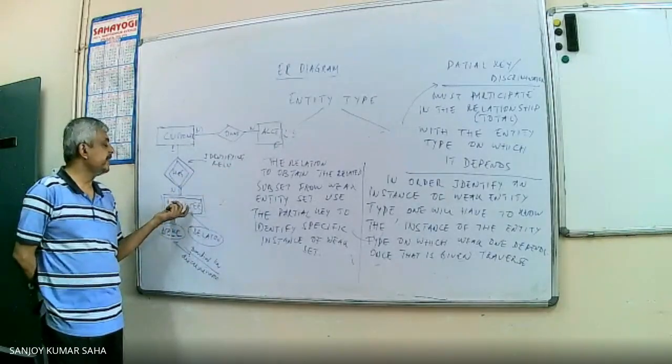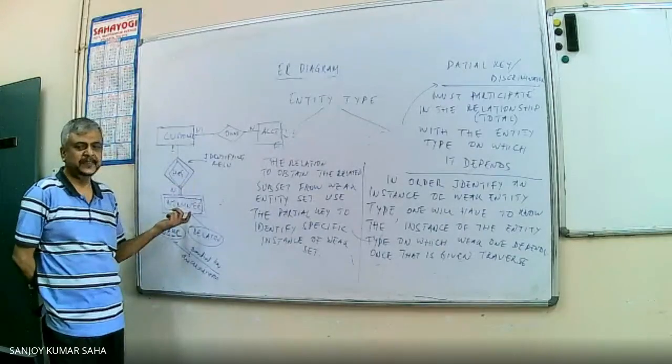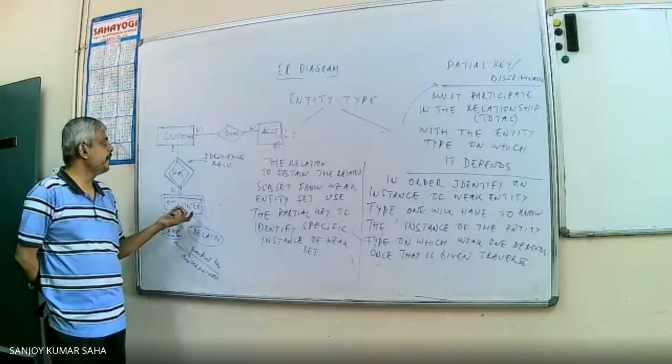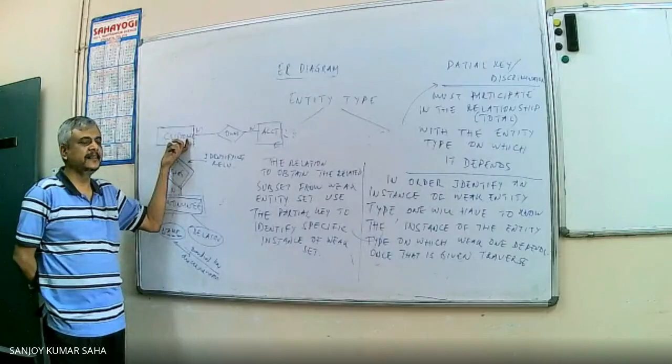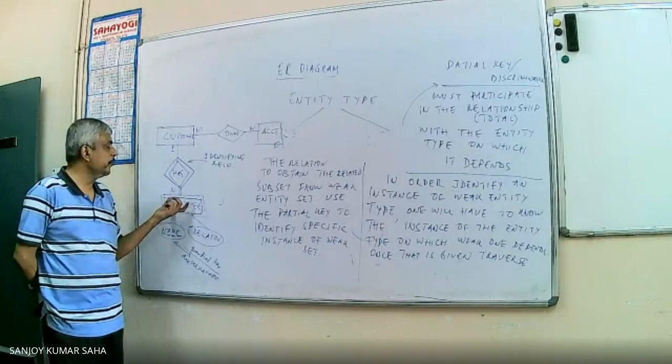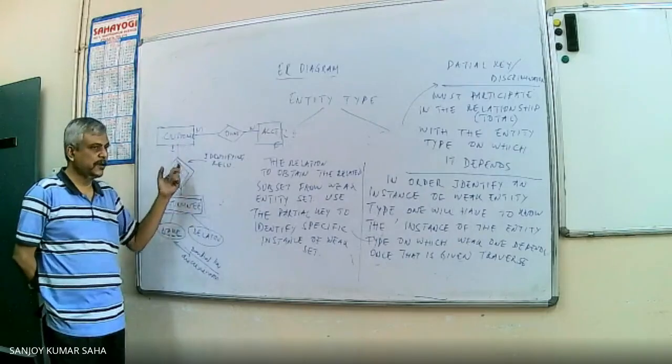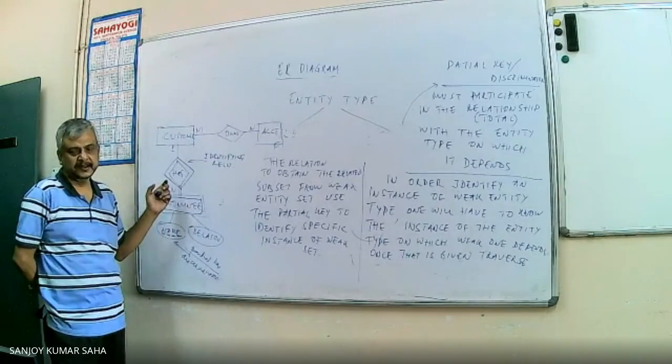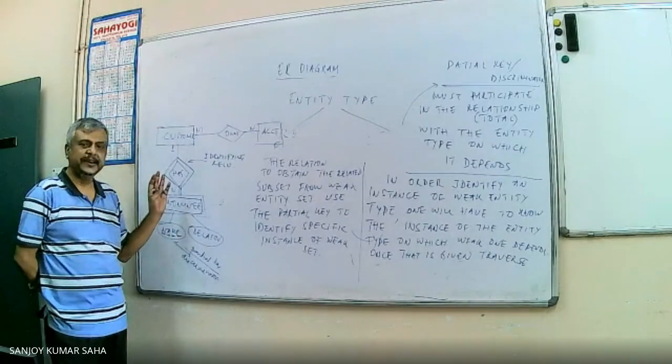Right? And obviously it has to participate totally. Nominee of a customer: if the customer doesn't exist, I cannot have the nominee. So whenever I am saying nominee, obviously for which customer? So it totally participates in the relation. So that is the weak entity type.